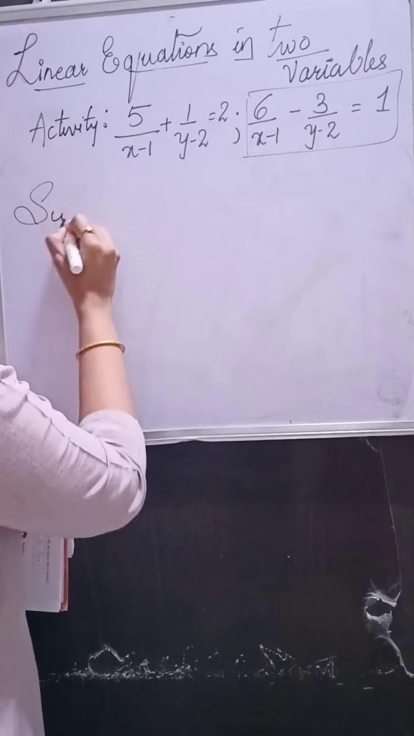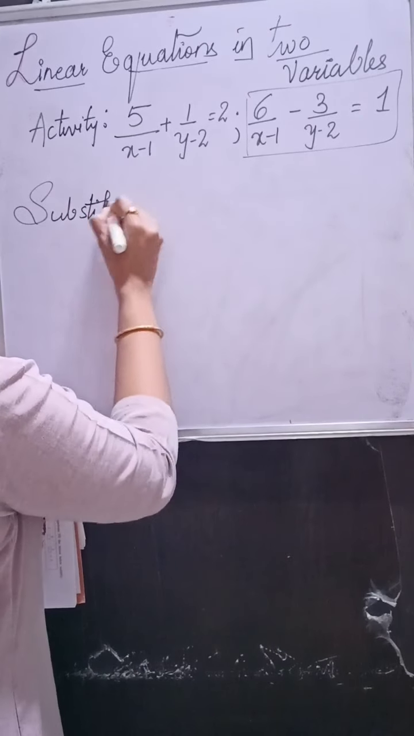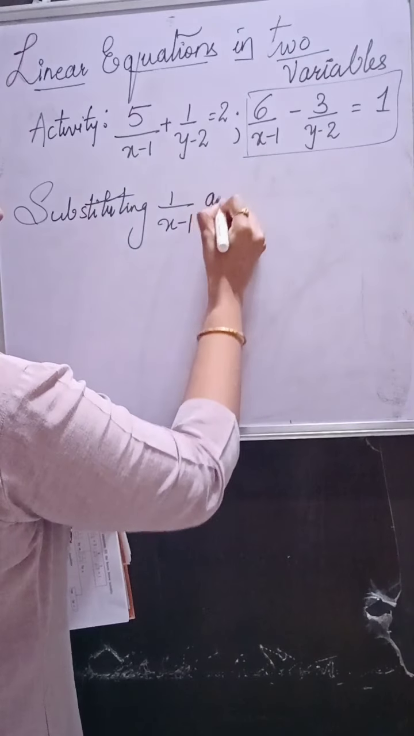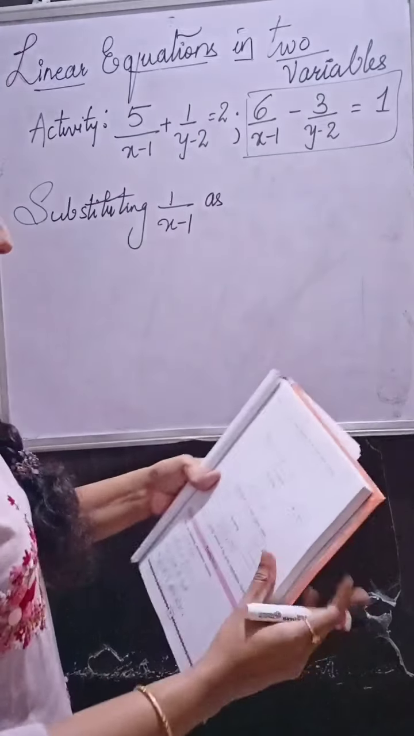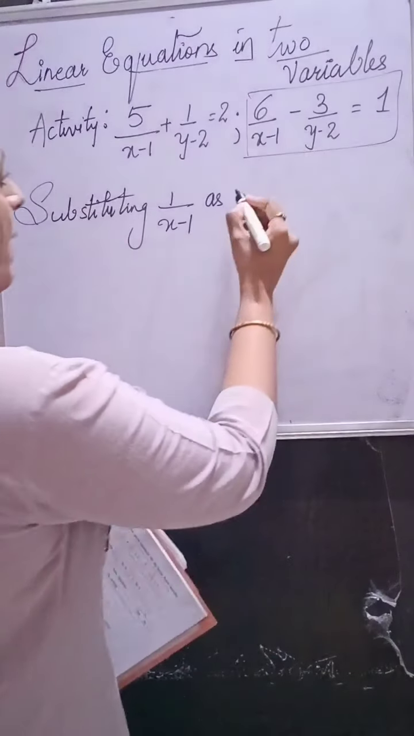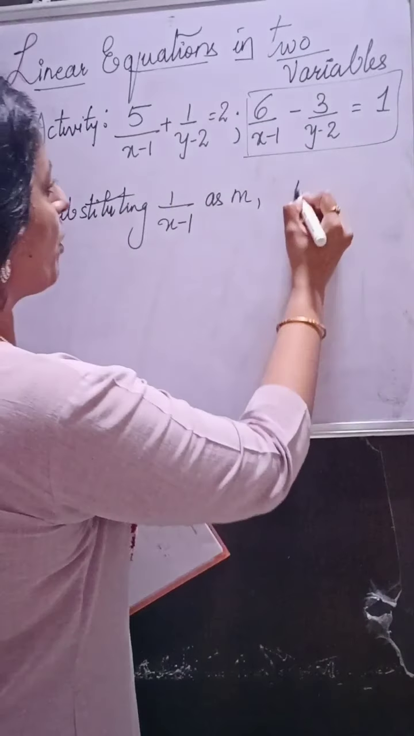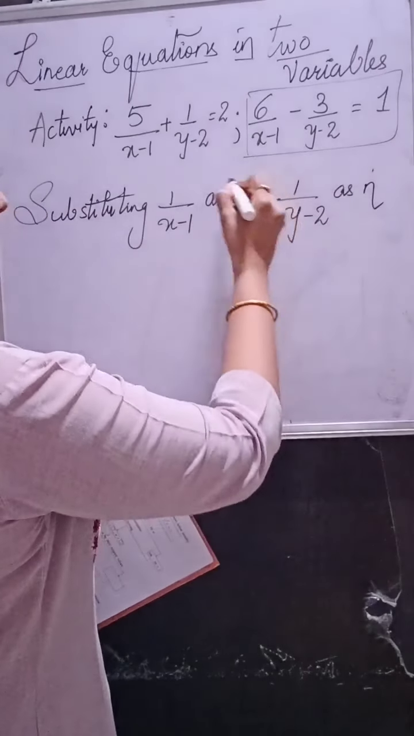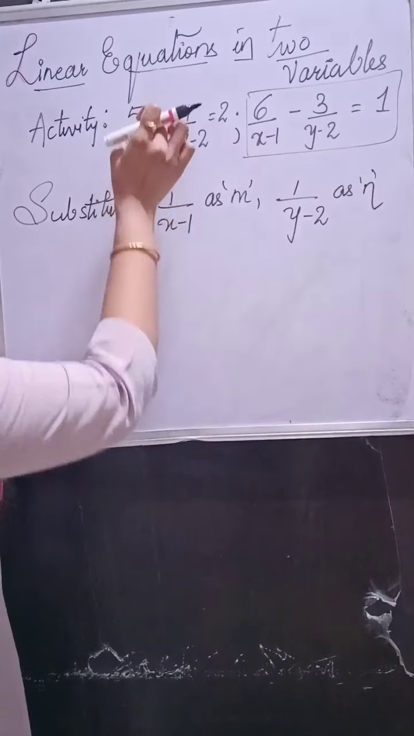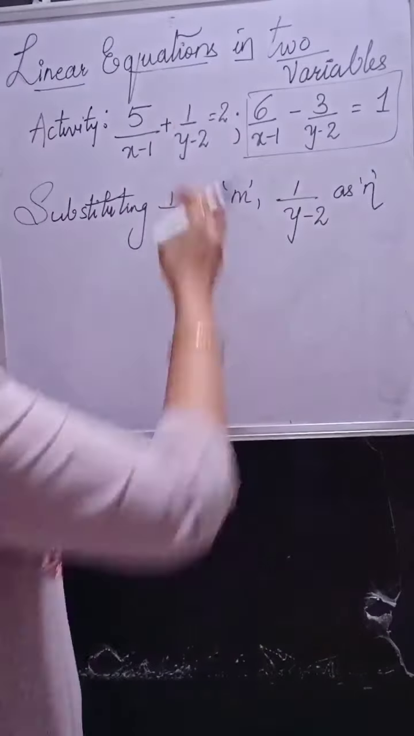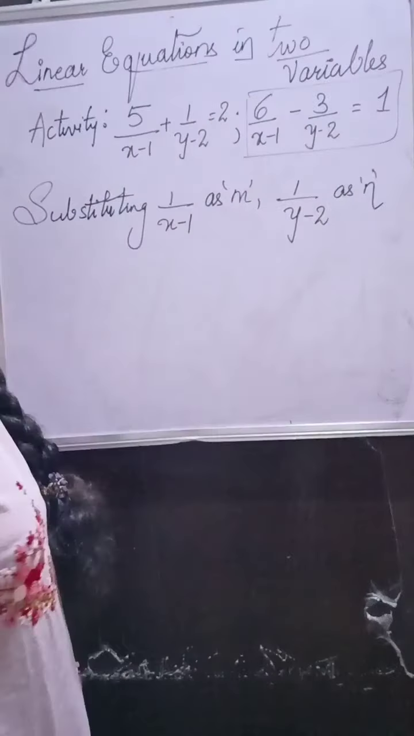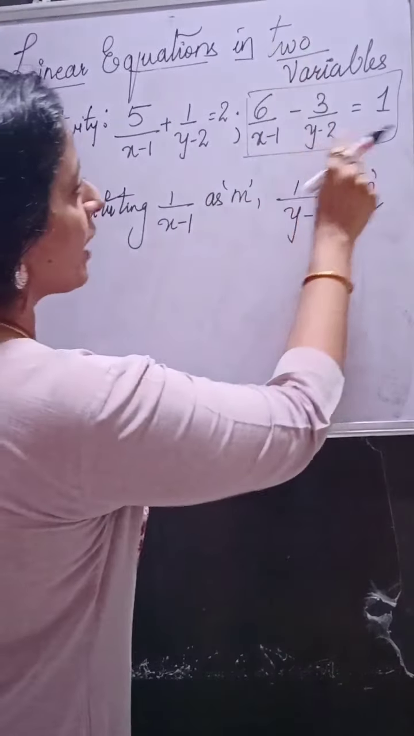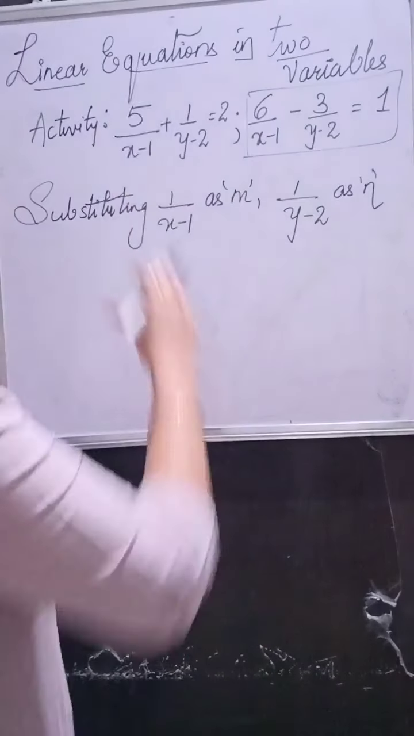So we will write, substituting 1 upon x minus 1 as m, as they have taken, and 1 upon y minus 2 as n. For the next equation also, the same: 1 upon x minus 1 will be m, and 1 upon y minus 2 will be n. Understood? So let us substitute.